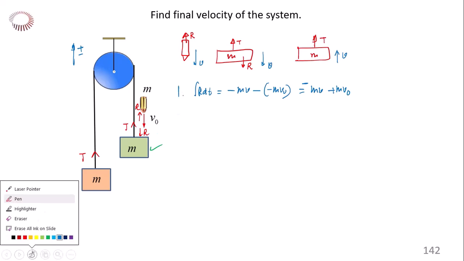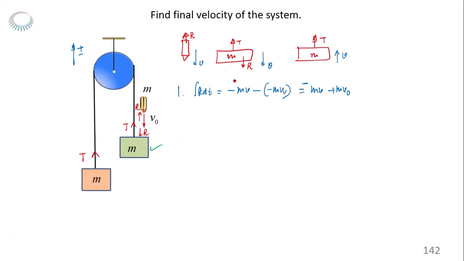Now moving on to the next system, that is the block. If I take upward as positive, the second equation is the integration of T minus R dt, which should be equal to the final momentum. The final momentum is moving downward, meaning minus m into v. And initially it is at rest, so there is no initial momentum.